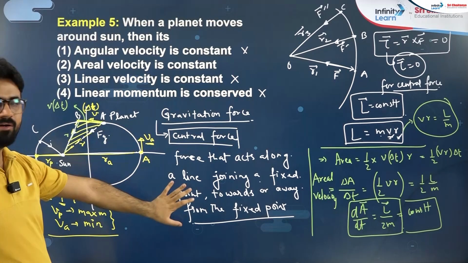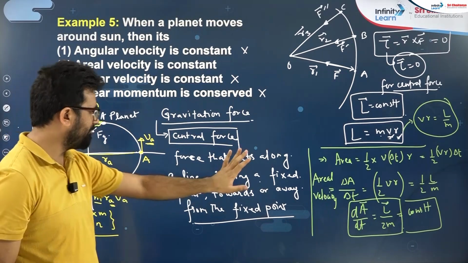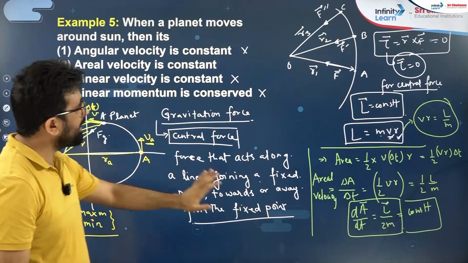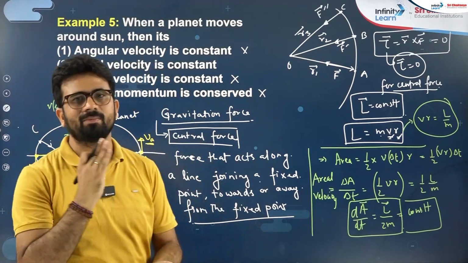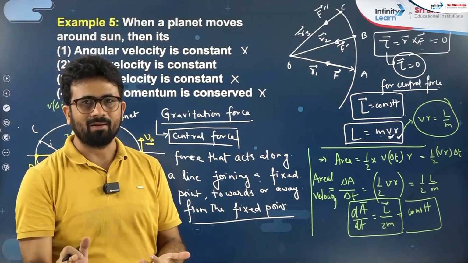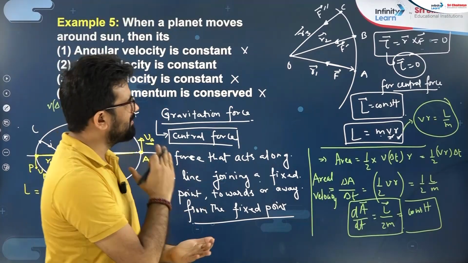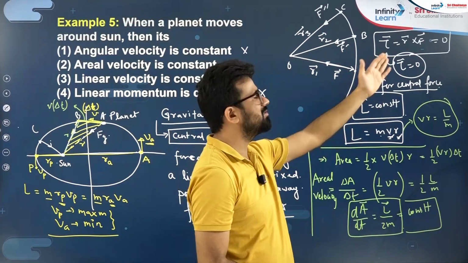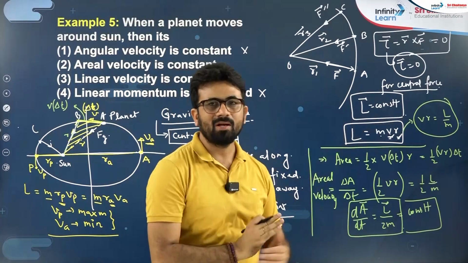What is the meaning of central force? You have to understand that it is the force that acts along a line joining a fixed point, towards it or away from this fixed point. Due to any kind of central force, it may be gravitation, it may be electrostatic, it does not matter, or a spring force, you will understand these are central forces, and due to a central force torque is always equal to 0. If torque is 0, angular momentum remains conserved.